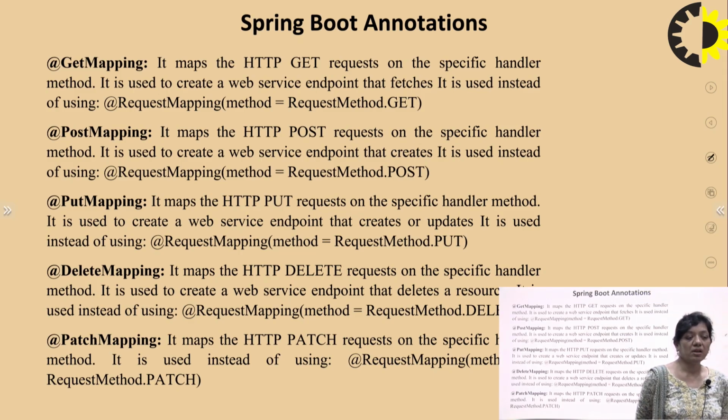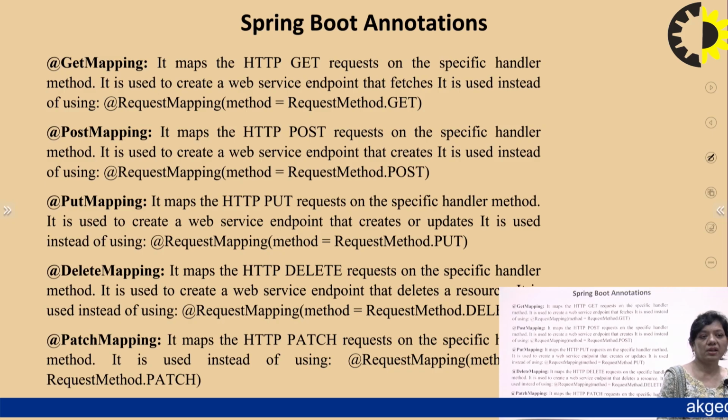And @PostMapping maps the HTTP POST request on the specific handler method. It is used to create a web service endpoint, used instead of using @RequestMapping. The method which we use is RequestMethod.POST. @PutMapping maps the HTTP PUT request on the specific handler method. Also, it is used to create a web service endpoint that creates or updates. It is used instead of using @RequestMapping, and the method which we use is RequestMethod.PUT.